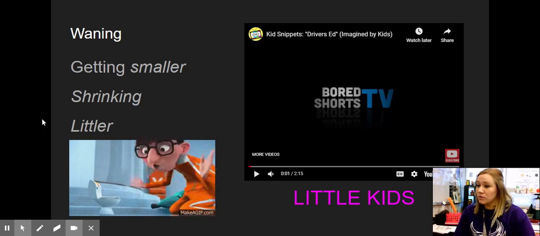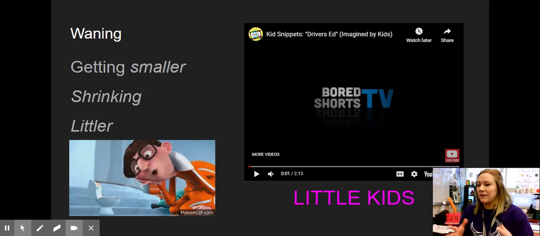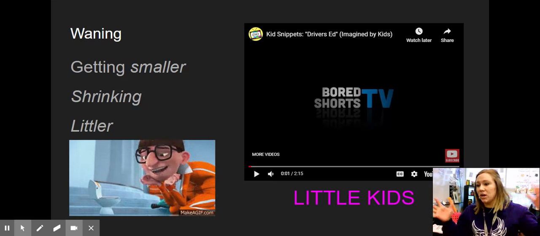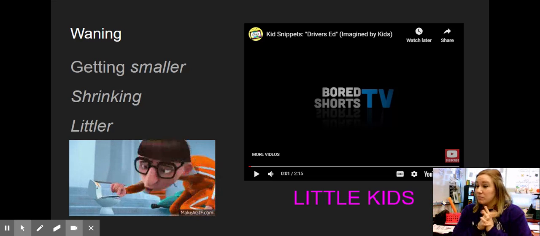A gibbous means swollen, it's football shaped, or it's bigger than 1/2 or smaller than full. And then we have waxing, where you're adding or getting bigger. And then waning means it's getting smaller.